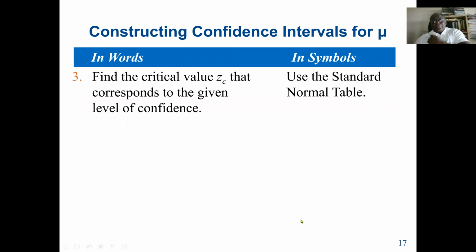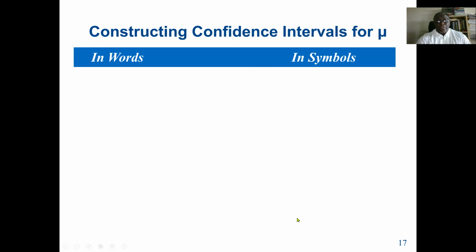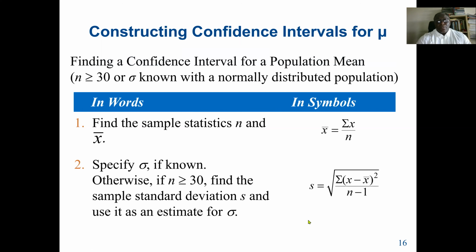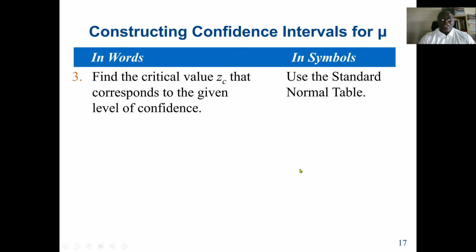So this will be again our standard deviation for the sample. So we find the mean, which is the point estimate, then we find the standard deviation of the sample. The third step, we find the critical value ZC. The critical value will depend on the level of confidence they gave us, or we can also find it. So find the critical value ZC that corresponds to the given level of confidence. Here we use the standard normal table.